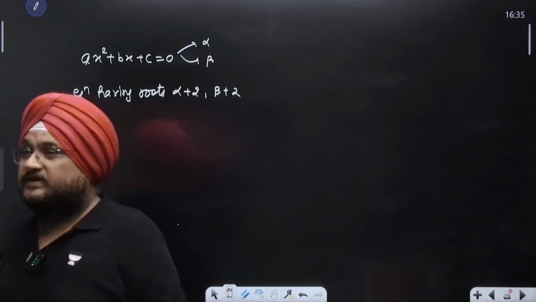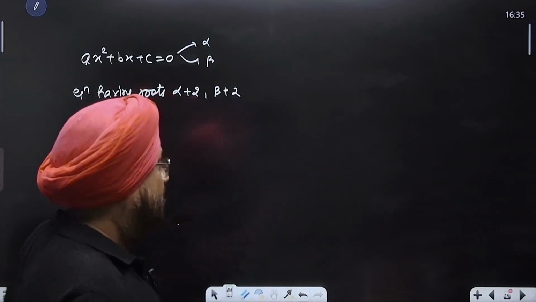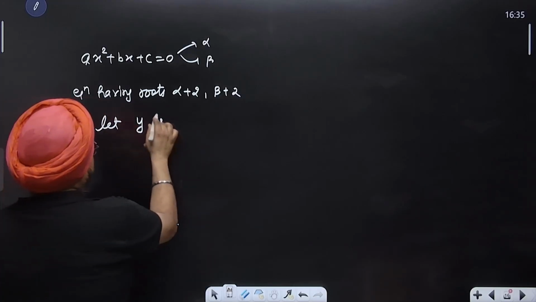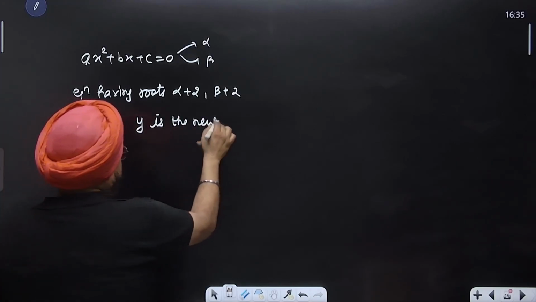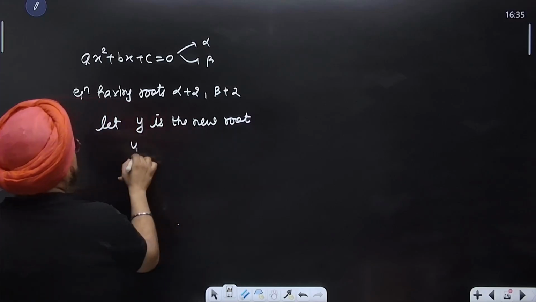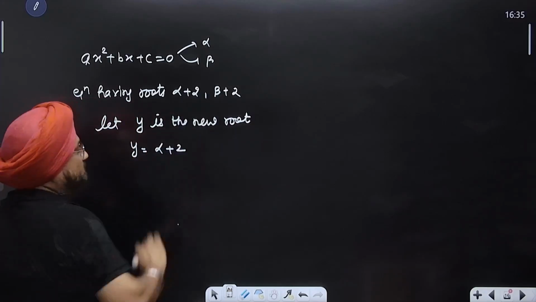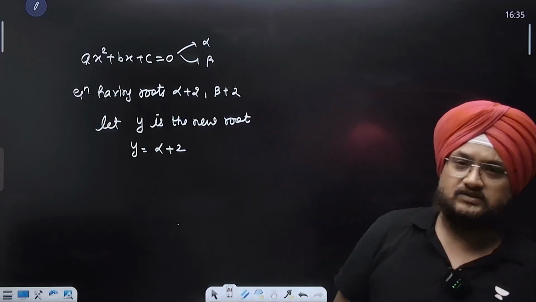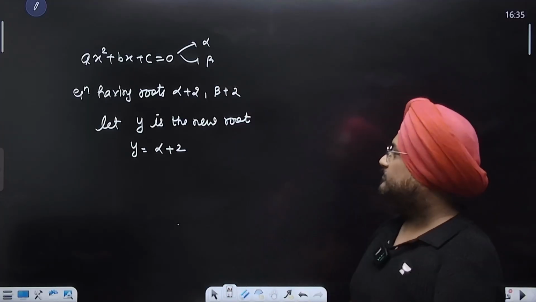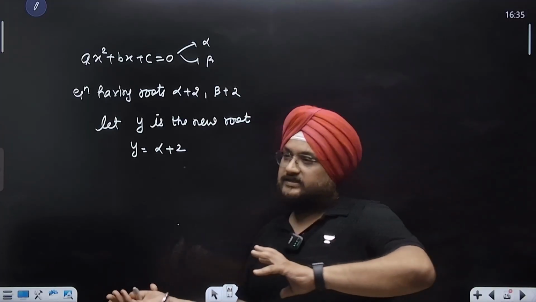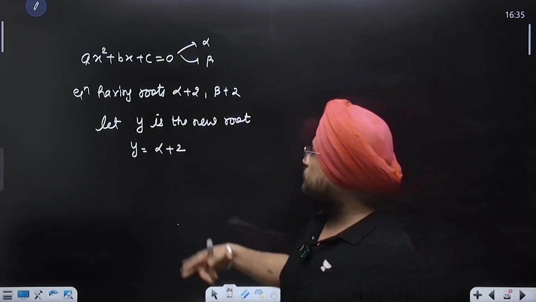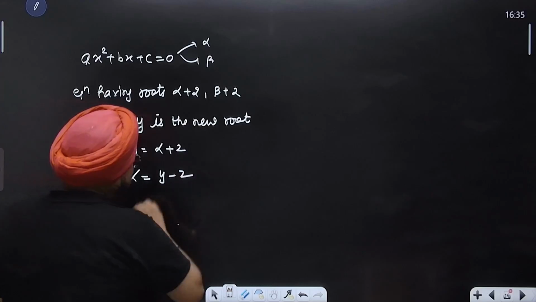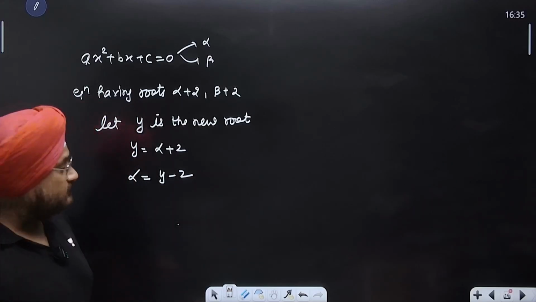In this method, let y be the new root. So y is equal to either alpha plus 2 or beta plus 2. We will find an equation whose root is y. Now from this, alpha is y minus 2.